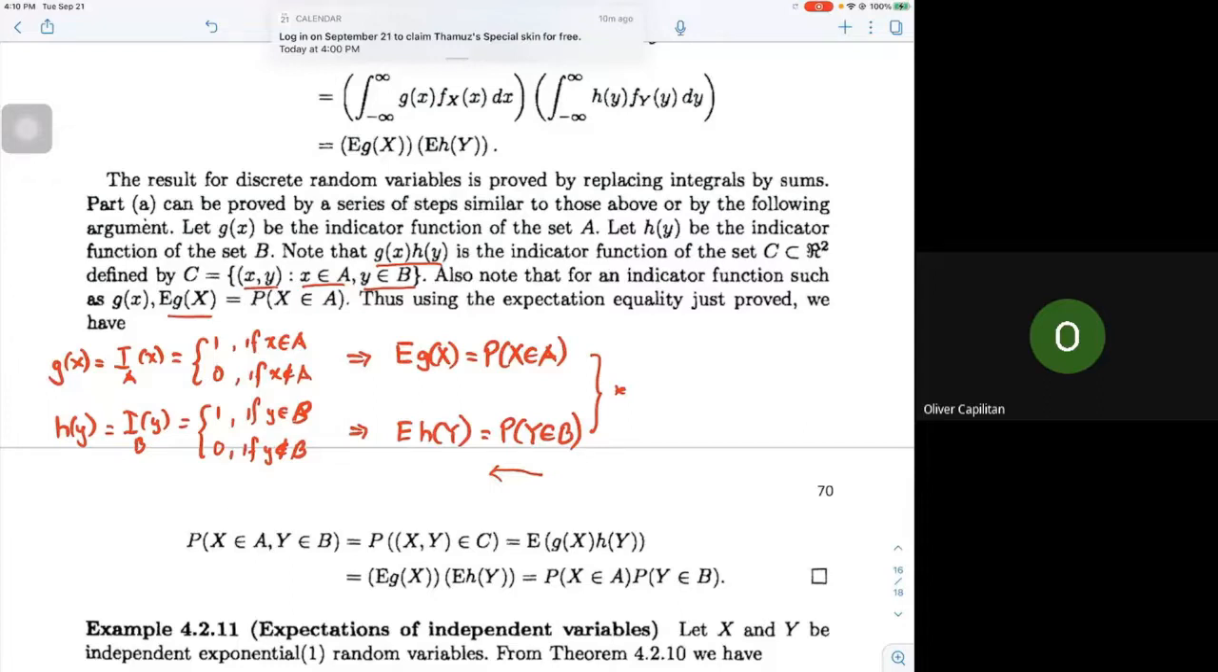As an illustration of this theorem, we have example 4.2.13. We have here x having a normal distribution with mean mu and variance sigma square, and then y also has a normal distribution with mean lambda and variance tau square. And these are independent random variables.